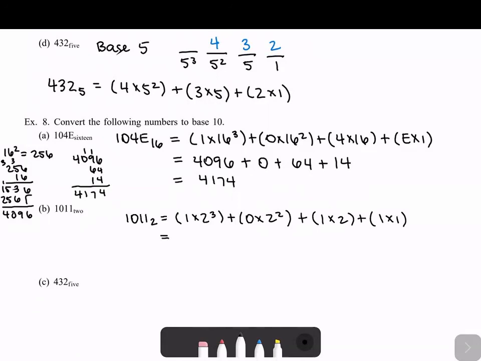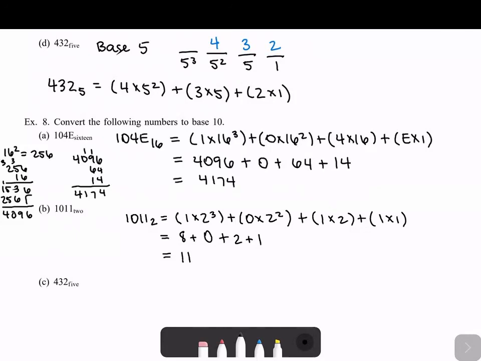Binary is a lot easier because it's just powers of 2. So 2 times 2 times 2 is 8. And then we add 0. And then 1 times 2 is 2. And then 1 times 1 is 1. So this gives us 11. So in binary, the number 1011 gives us just an amount of 11.